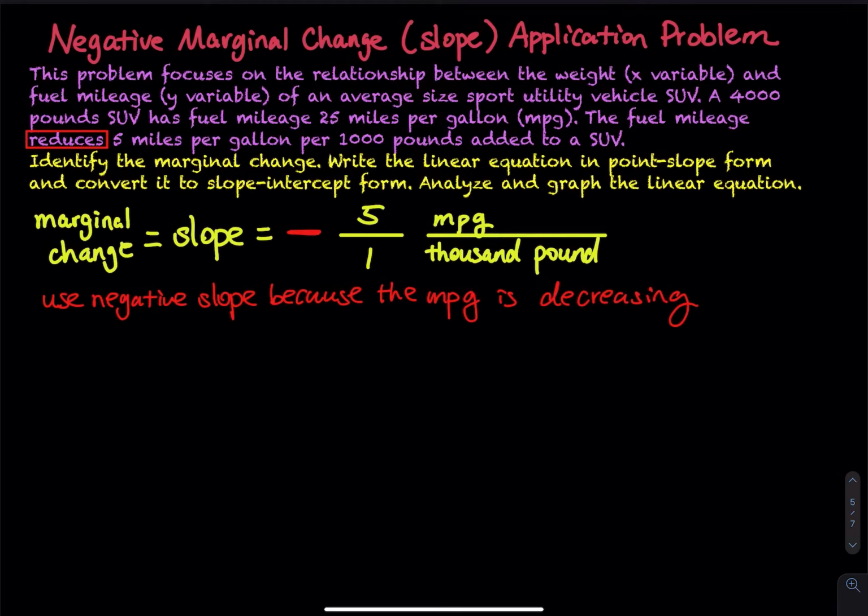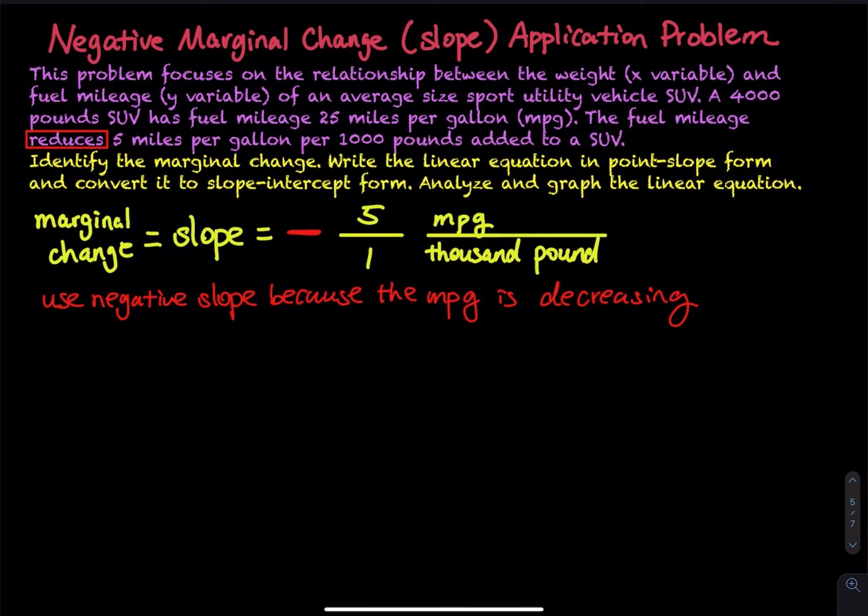In this application problem, we will analyze negative marginal change. Marginal change is also known as slope. Read the problem first. This problem focuses on the relationship between the weight, which is the x variable, and the fuel mileage, which is the y variable, of an average-size sport utility vehicle, called an SUV. A 4,000 pounds SUV has fuel mileage 25 miles per gallon. We call that MPG. The fuel mileage reduces 5 miles per gallon per 1,000 pounds added to an SUV.